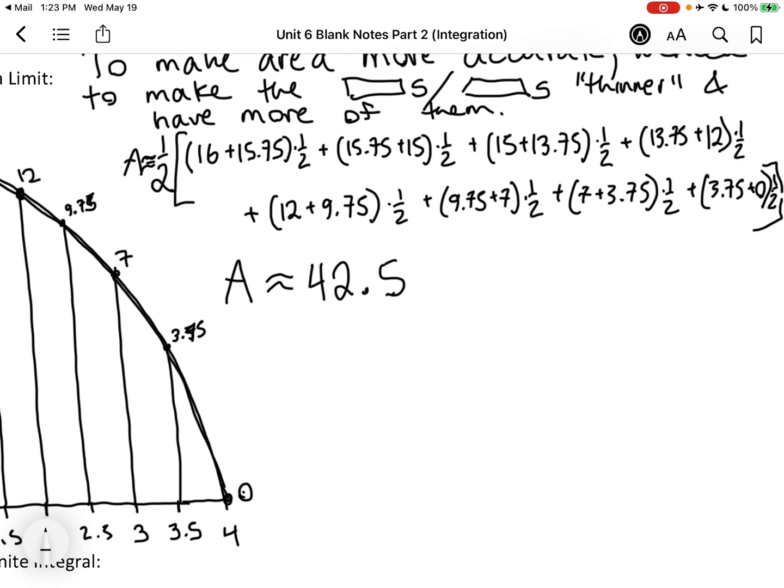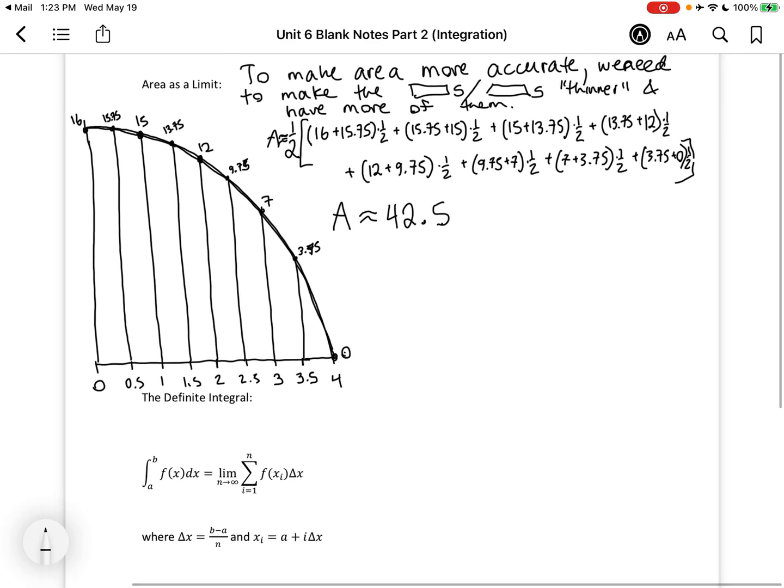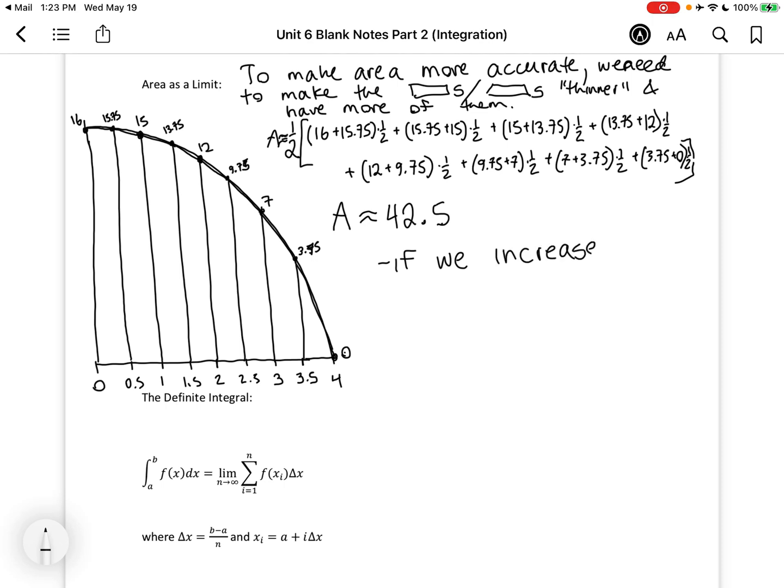Okay, now if we kept increasing the number of partitions, let's say we made 16 instead of 8, or 32 instead of 16, or 64, if we kept doubling them, for example, we would get closer and closer and closer, right? So if we increase the number of partitions along the x-axis.